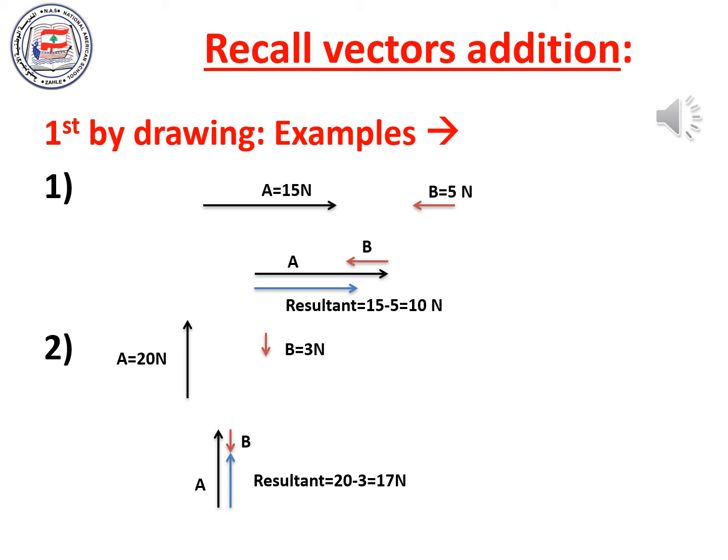So the resultant vector here is 10 newtons to the right. Now look at part 2. Also, we have two vectors that are in the same coordinate axis, which is the vertical. We have 20 newtons upwards and 3 newtons downwards.